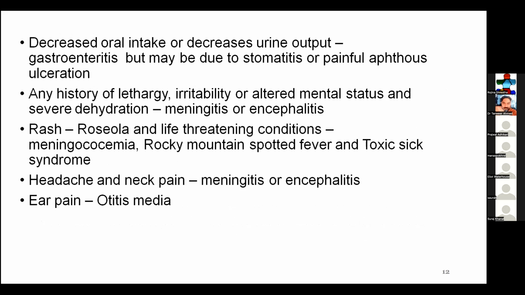Also we have to take account of the oral intake, because in the pediatric group blood volume is very low compared with the adult, so they are an easy target for dehydration. And also any history of lethargy, irritability, altered mental status, and severe dehydration. These are danger signs for meningitis and encephalitis, which we have to think about. And for rashes, like roseola, a life-threatening condition like meningococcal disease with a rash, Rocky Mountain spotted fever, and toxic shock syndrome. Headache and neck pain, like meningitis and encephalitis. Some ear pain related to otitis media or ear infection.